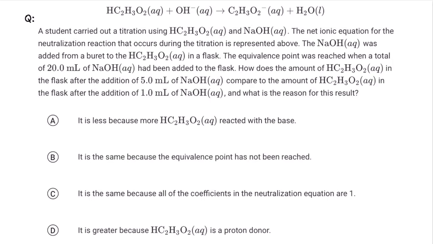How does the amount of HC2H3O2 in aqueous in the flask after the addition of 5 milliliters of sodium hydroxide compare to the amount of HC2H3O2 aqueous in the flask after the addition of 1.0 milliliters of sodium hydroxide? And what is the reason for the result?